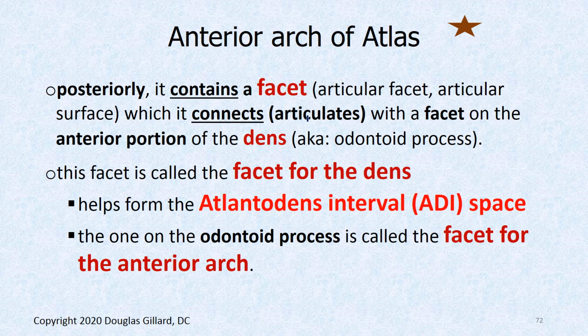Posteriorly, it contains a facet as well. Oh no, we're still talking about the anterior arch. So there is a facet where it connects with the odontoid process. That's just called the facet for the dens. This is actually important because it makes up a space called the ADI space, a very important space, the atlantodens interval. The odontoid has a facet for the articulation, and that's called the facet for the anterior arch.